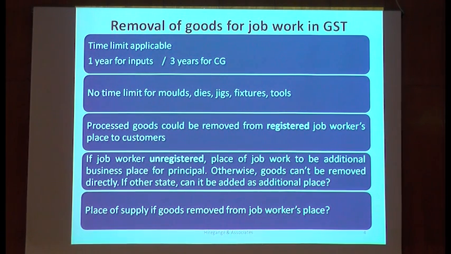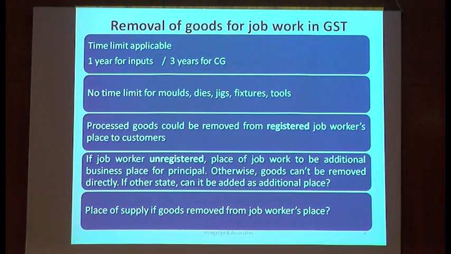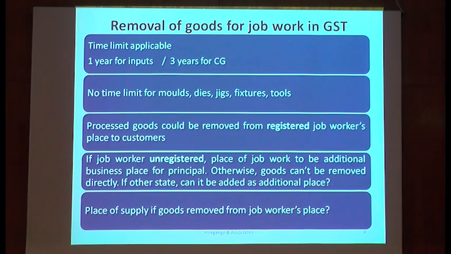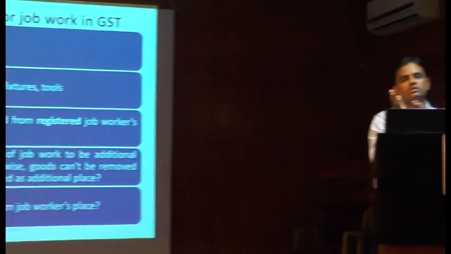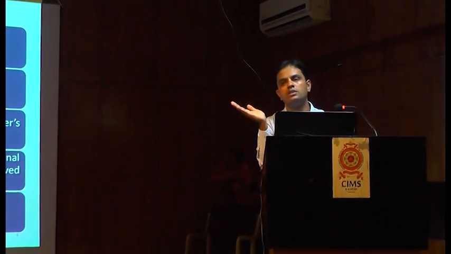So I'll take an example. Say my job worker is in Tamil Nadu. So I have a customer in Tamil Nadu. So I want to send these goods to my Tamil Nadu customer directly after these goods are processed. So what is the place of supply and what tax should I charge? Should I charge CGST, SGST because this is being supplied from a Tamil Nadu job worker to a Tamil Nadu customer, or should I charge IGST because I am in Karnataka?